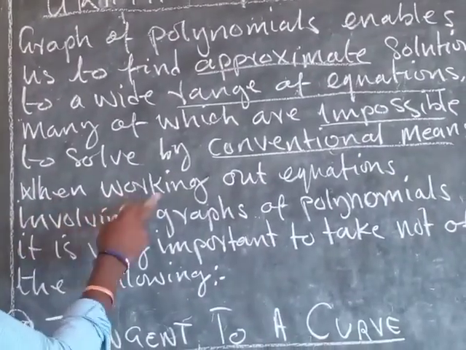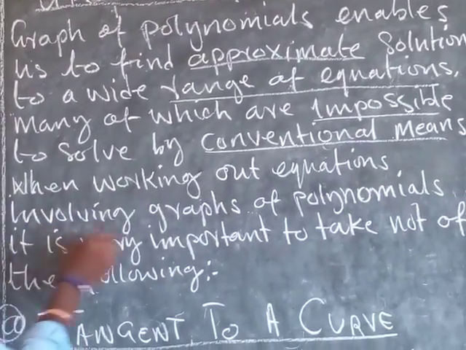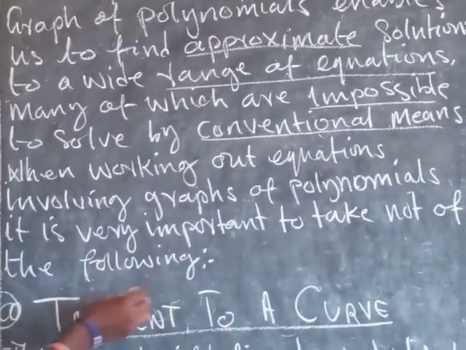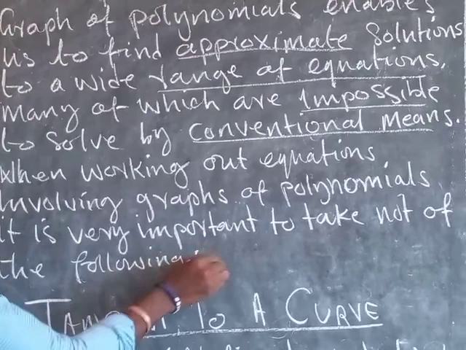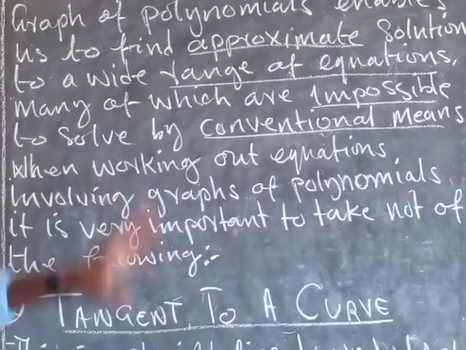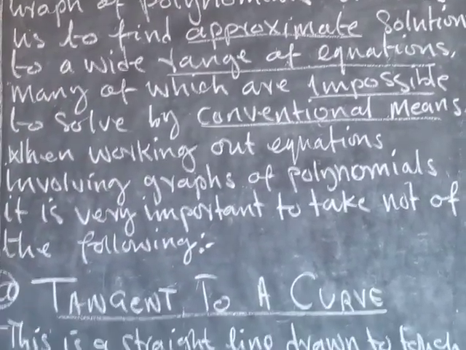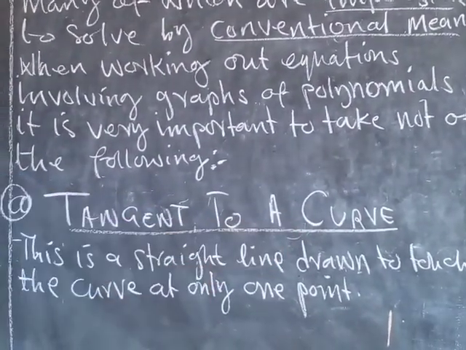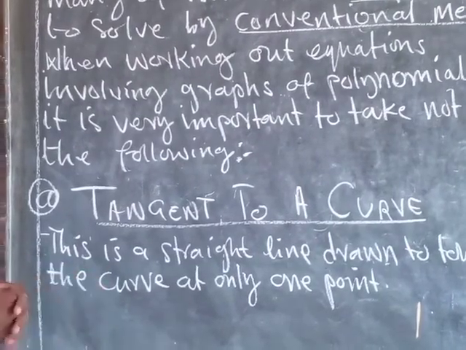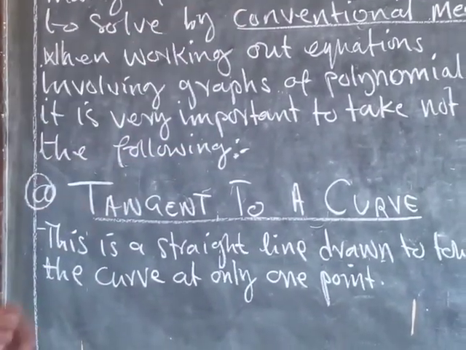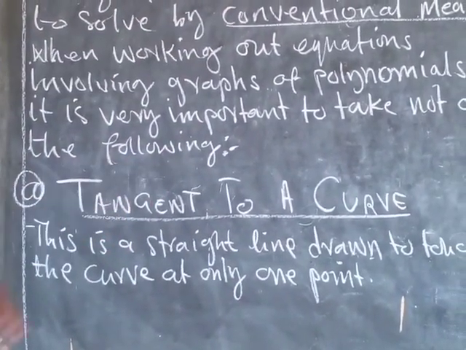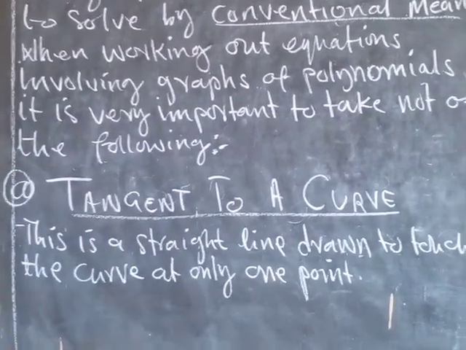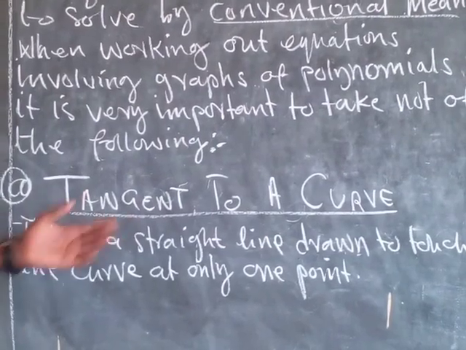So when working out equations involving graph of polynomials, it is very important to take note of the following. What are those? A, tangent to a curve. Tangent to a curve is very important. If you are going to answer this question in your examination and get the full 12 marks, you are supposed to understand what a tangent of a curve is all about and how to draw this tangent of the curve.